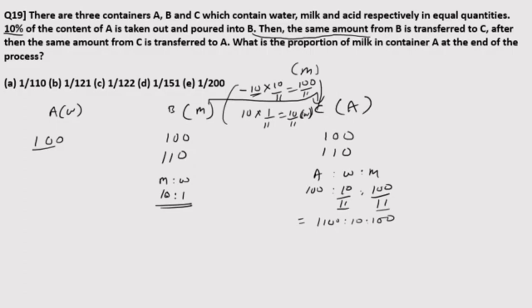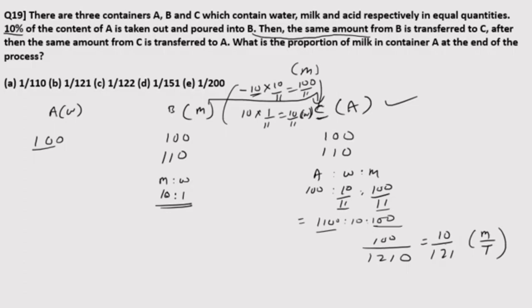Now milk will be how much? Milk will be 100 out of 1100 plus 100, this is 1200, plus 10, that is 1210, right? 1210 means this is basically I can say 10 by 121. This is milk by total in this vessel C.